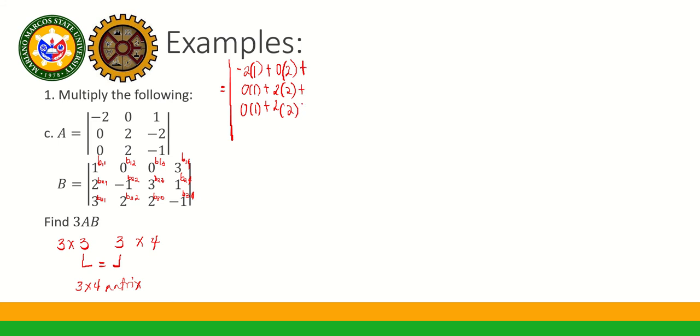And then add ulit natin si elements of the third column of matrix A. So that is 1, negative 2, and negative 1 multiplied by B31. So that is 3 times 3, and then times 3. Okay?